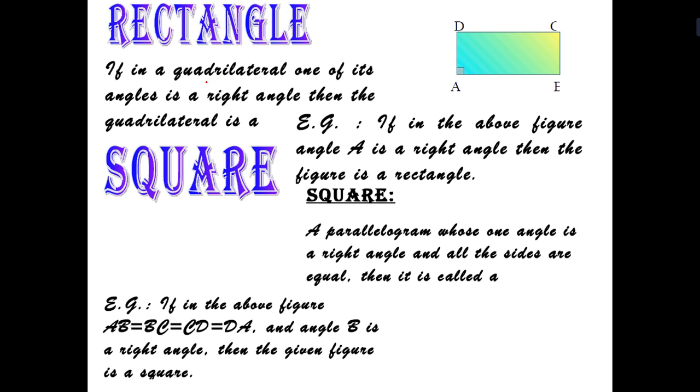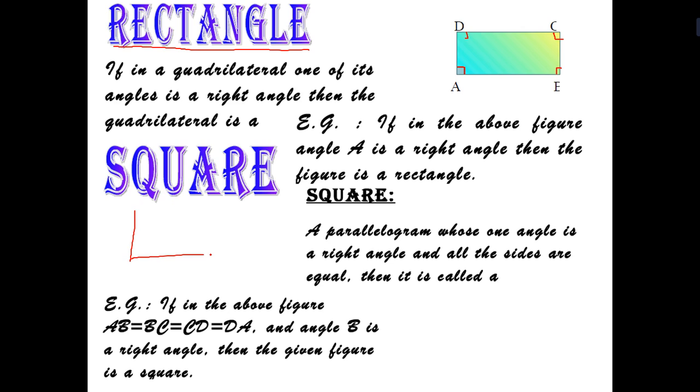Now rectangle. If in a quadrilateral one of its angles is a right angle, here we can say 90 degrees, automatically all are 90, then it is called a rectangle. In the above figure, angle A is a right angle, then the figure is called a rectangle. Now square: a parallelogram whose one angle is a right angle and all four sides are equal.